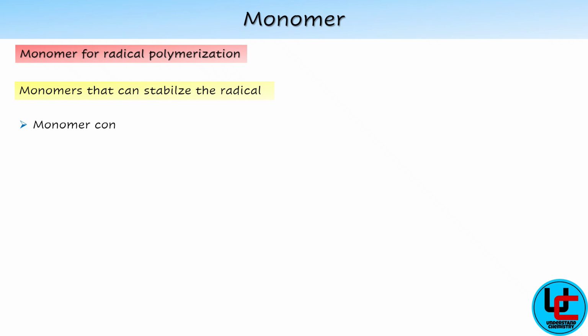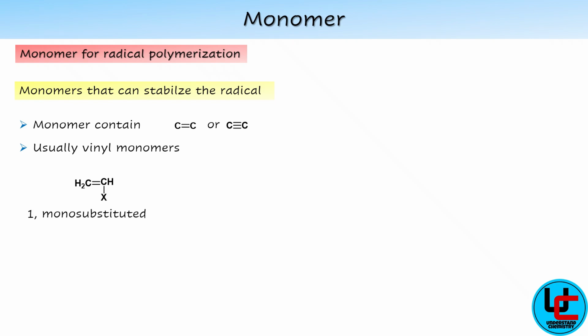The monomer for radical polymerization must contain a carbon-carbon double bond or carbon-carbon triple bond. Usually, vinyl monomers are prone to radical polymerization. These vinyl monomers are of two types: monosubstituted monomers, that is of the type CH2=CHX. The CH2 of the vinyl group is sterically unhindered and highly accessible for the radical attack. The second type of vinyl monomers are 1,1-disubstituted monomers. These monomers are suitable if one substituent is small, like hydrogen or a methyl. We will see later in detail how these monomers stabilize the radical.